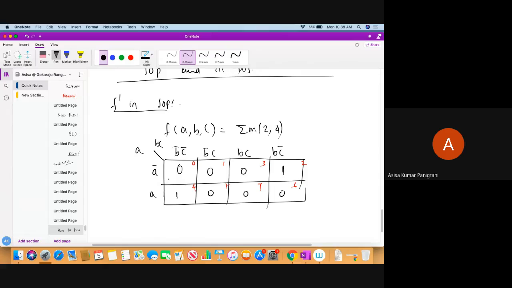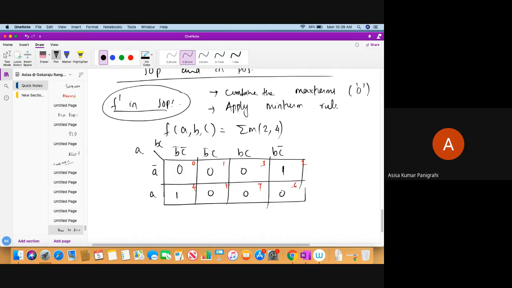Okay, now what is my F bar in SOP to find out? You need to combine the max terms. Combining the max terms means you have to combine the zeros. Next, apply the min term rule. So these are my steps to find out F bar. Combine the max terms means I have to combine zeros.